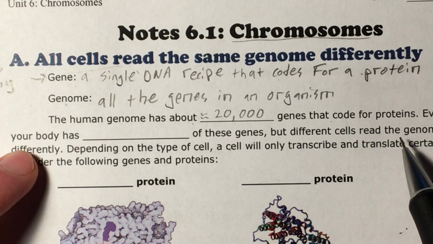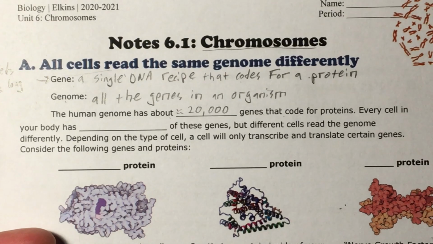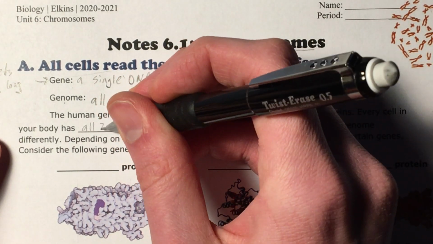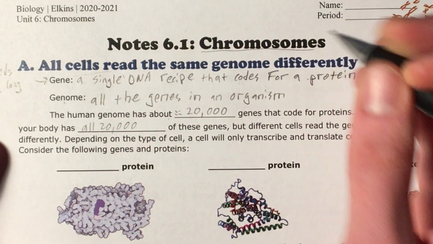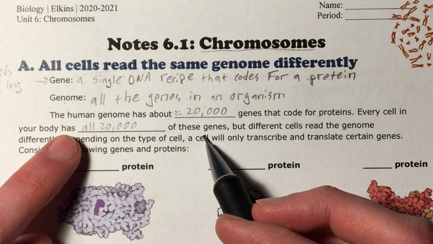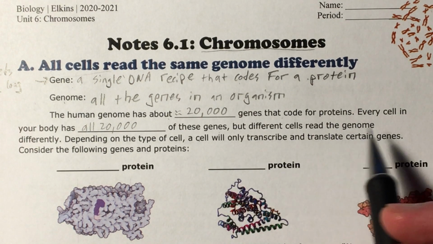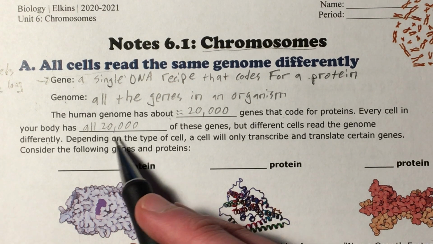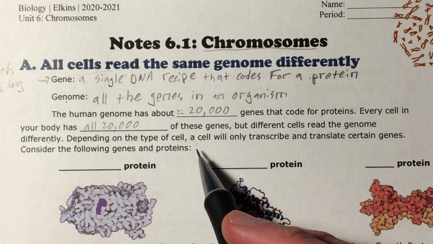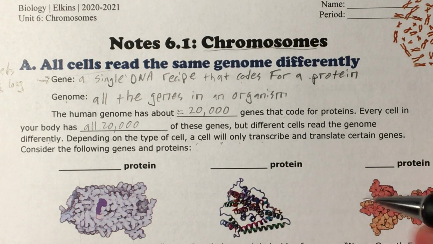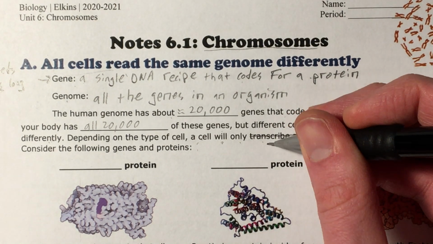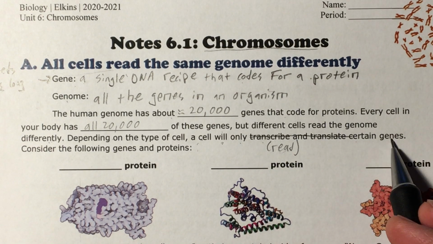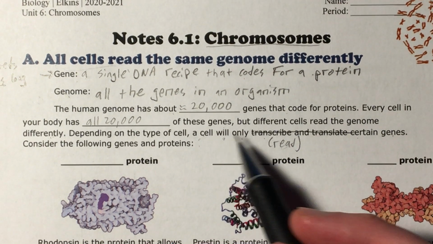So every cell in your body has all 20,000 genes, okay? So all 20,000 of those genes are in every single cell, but different cells read the genome differently. So they have the same genome, but they read it differently. It depends on the type of cell, okay? A cell will only transcribe and translate, or another word for that is simply read, certain genes. Okay, a cell will only read certain genes.